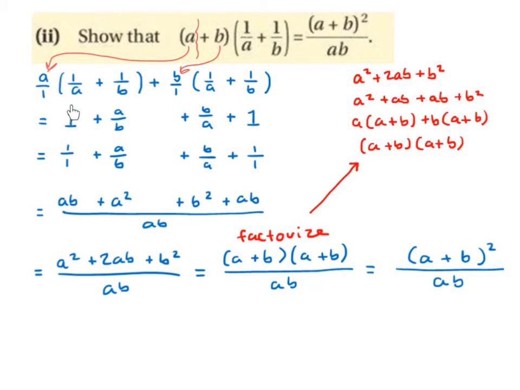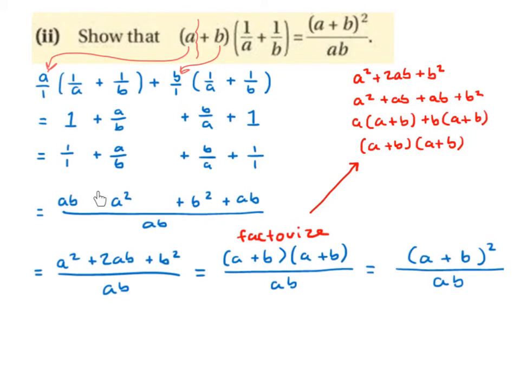So 1 we can rewrite as 1 over 1. AB stays as it is, BA stays as it is, and 1 we can write as 1 over 1 again. So we have 4 fractions and we want to add them together, so we need to get a common denominator. So our common denominator is going to be AB.